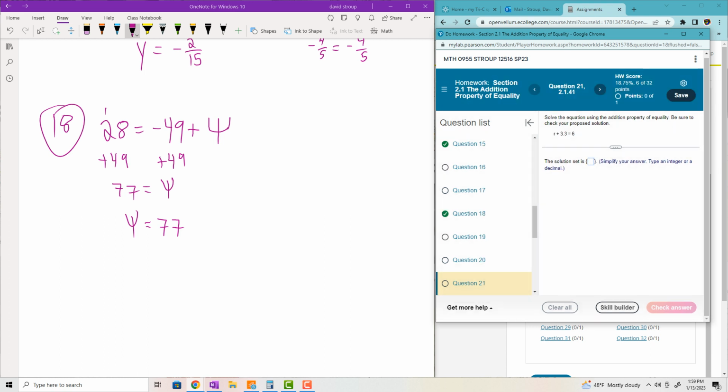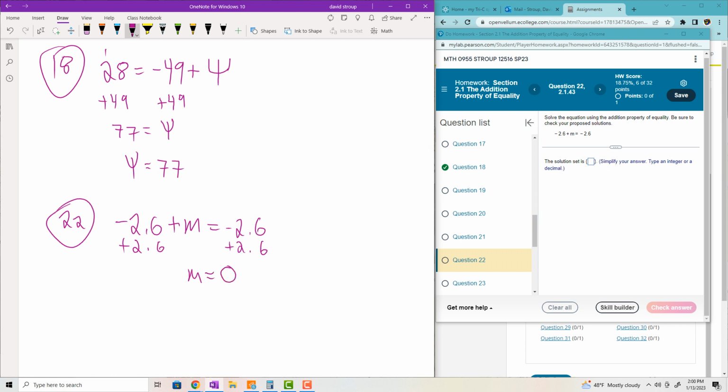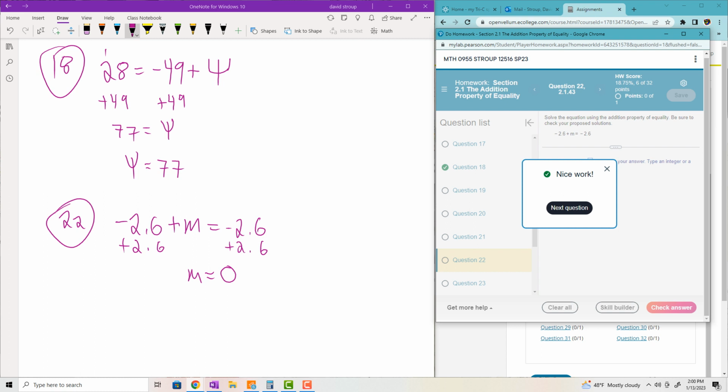Let's keep moving on here. Another decimal. Oh, this one I probably did in class. I'll do it again just in case I skipped it or didn't get to it. But number 22 is kind of scary. So we have negative 2.6 plus m equals negative 2.6. So I'm going to add 2.6 to both sides. And what do you get? M equals 0. That's fine. You can have 0 as an answer. That's not an issue. The answer here, the solution set, is just the number 0. Yay.